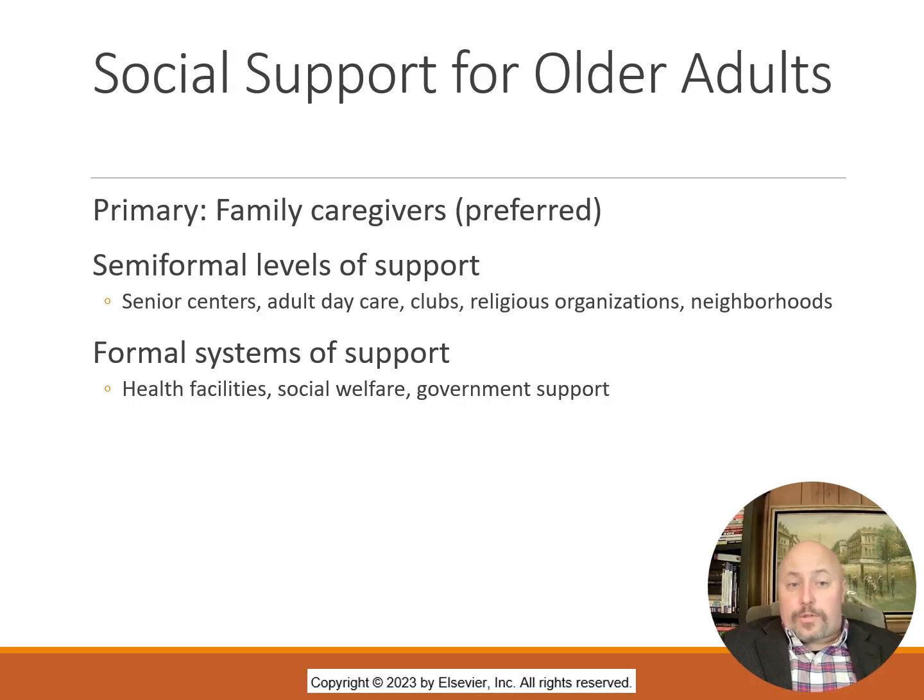When looking for social support for older adults, this occurs at 3 levels. The first best source is going to be family caregivers. This is going to be your primary source of support for an at-risk elderly individual. The next semi-formal level is going to be clubs, religious or faith-based organizations, neighborhood support, adult daycares, or senior citizen centers. And finally, our last resort is going to be these formal systems: social welfare agencies, health facilities, government organizations.